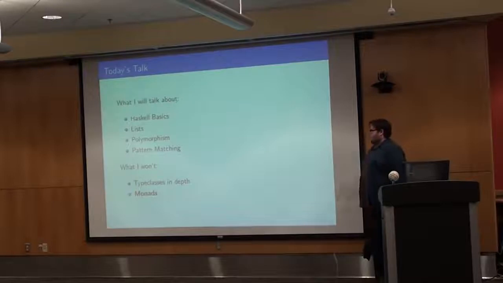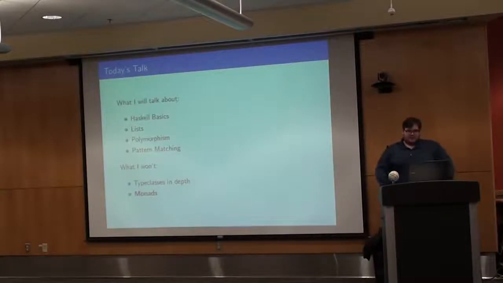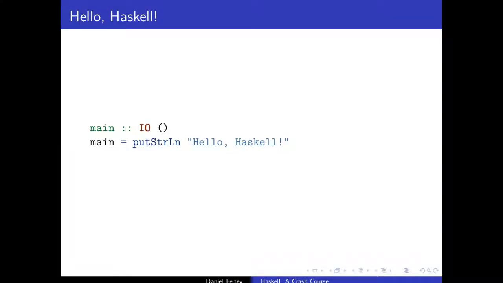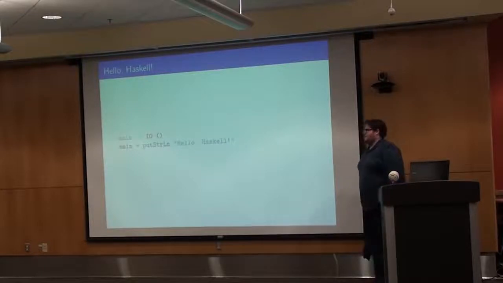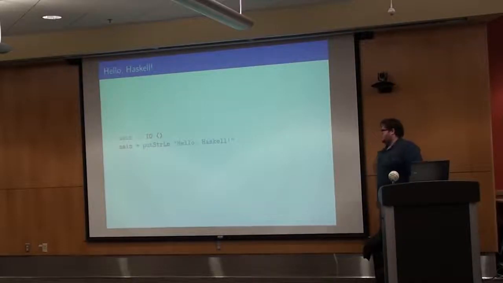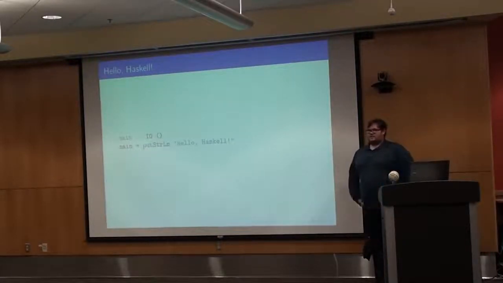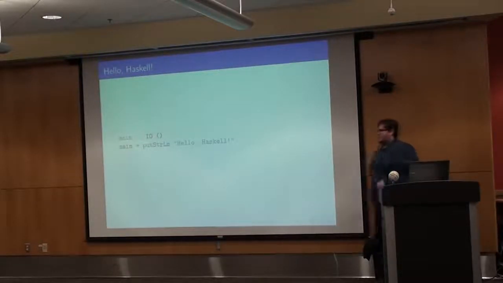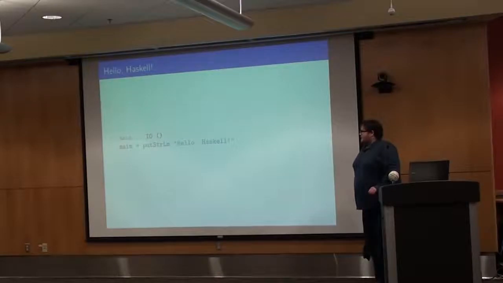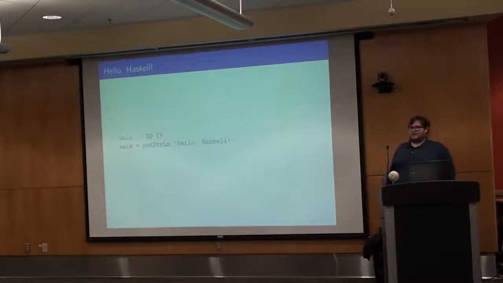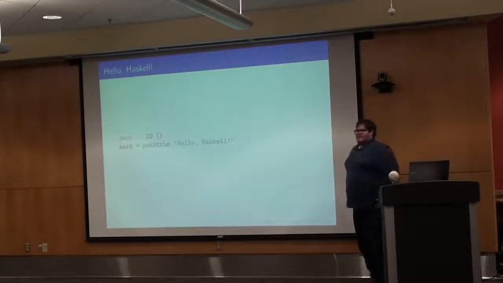Very basic examples of polymorphism and pattern matching. I focus a lot on pattern matching, but things that I don't want to talk about in much depth are type classes and monads. So this is what hello world looks like in Haskell. You've got main, where the double colon means main has type IO unit, and then we're defining main to be putStrLn "hello Haskell". The IO unit thing, the two parentheses pronounced unit, says that this value lives in the IO monad, and this is how Haskell gets away with side effects without having the trouble of mutable state.